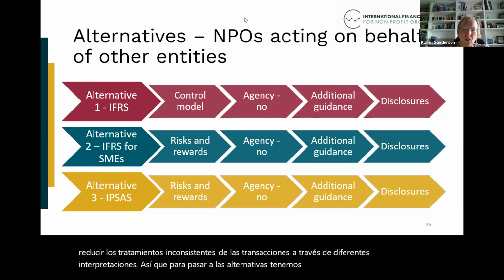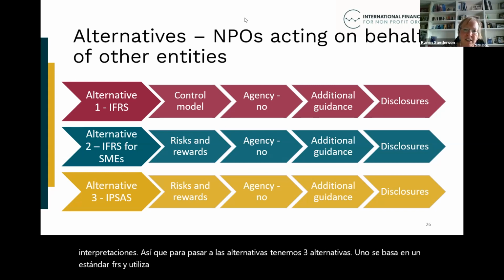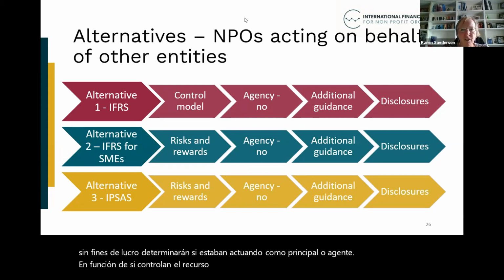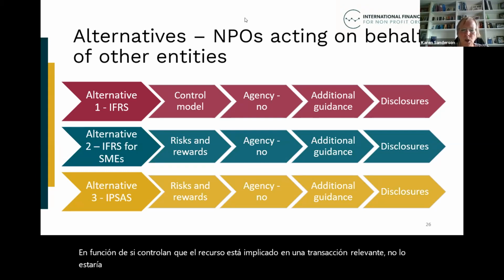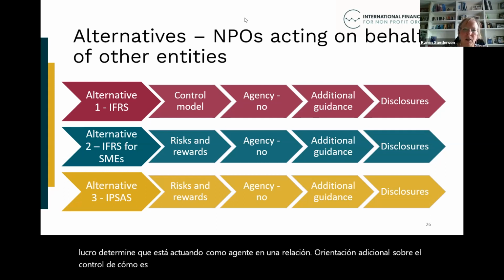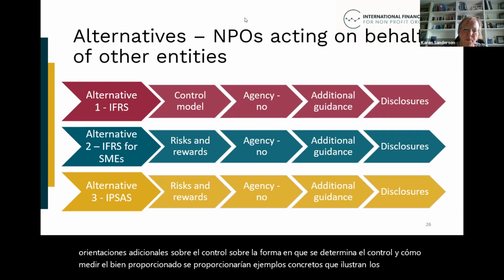Alternative one is based on IFRS standards and uses the indicators of control used in IFRS 10. Non-profit organisations would determine whether they were acting as principal or agent based on whether they control the resources involved in relevant transactions. No transactions would be recognised in the financial statements where a non-profit organisation determines that it's acting as an agent in a relationship. Additional guidance on how control is determined and how to measure the assets held would be provided, with specific examples to illustrate the kinds of arrangements that non-profit organisations have.